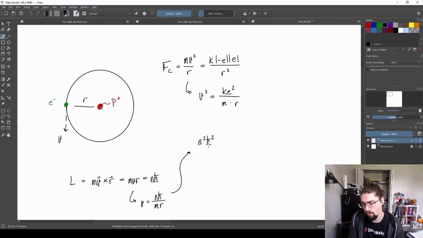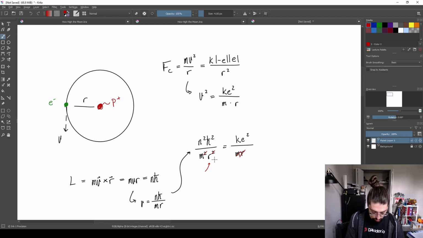N squared h bar squared divided by m squared r squared is equal to k e squared divided by m r. So far, so good. So let's combine some of these things. First, let's cancel out some of the m's. Let's cancel out some of the r's. And then I'm going to multiply both sides by r now. So when I do that, here's what I end up with.